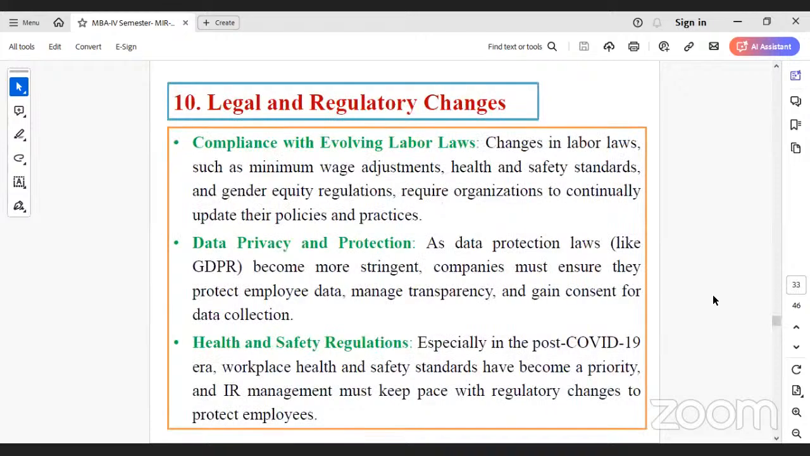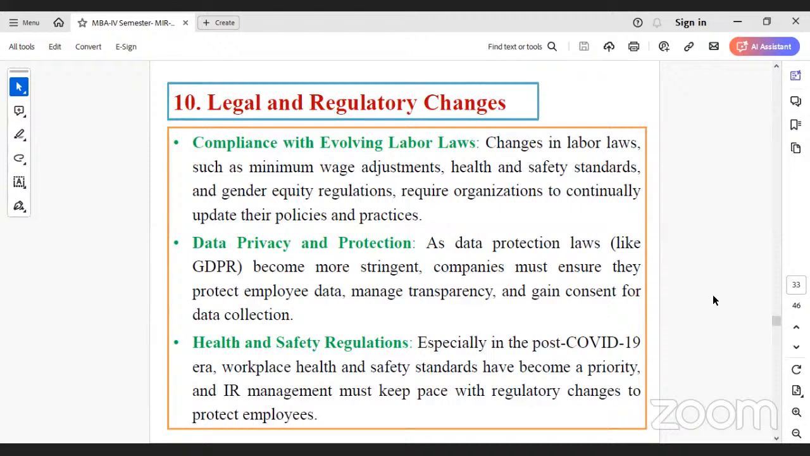And another part is legal and regulatory changes. What are the regulatory changes? What are the legal changes? Let's see. Compliance with evolving labor laws, data privacy and protection, health and safety regulations. So changing labor laws, changing legal laws. So here, how they are involved in labor law and how they are going to work on problems with respect to social parameters. So changes in labor laws, and data privacy and protection.